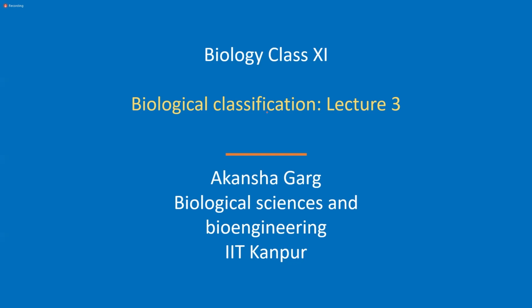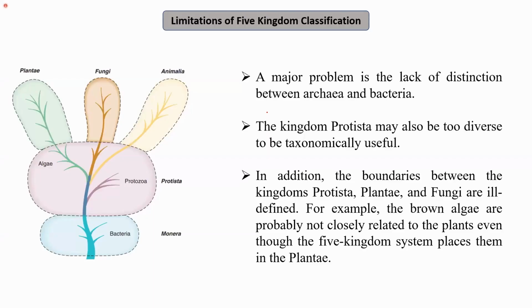Now, although it was one of the well-established methods of biological classification, still with the advancement in technologies, with the advancement in our understanding about the cellular and genetic composition of the organisms, the classification system is also getting improved day by day. So there were certain limitations to the 5 kingdom classification that I would first like to highlight. A major problem was that it lacks the distinction between the archaea and bacteria.